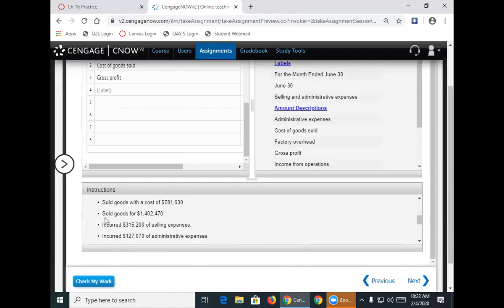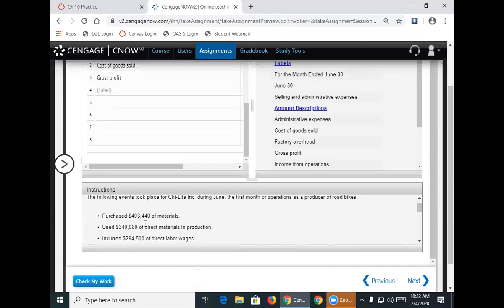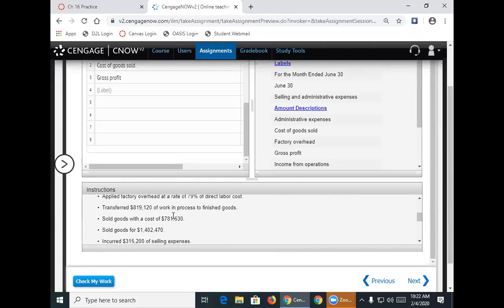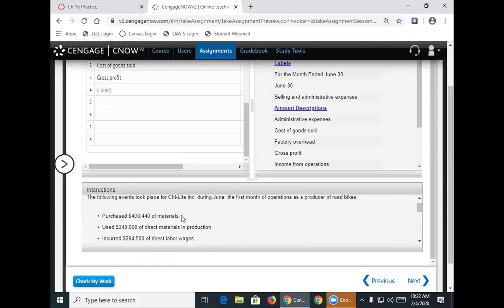It tells you sold goods for 1 million. This one's my numbers. I know y'all's are different, but it tells me my revenues and my cost of goods sold within here. So even though it gives you all the purchases and materials and labor, it gives you your cost of goods sold, so you don't have to calculate it. It's not as bad as it looks. You're really just putting it into an income statement form.